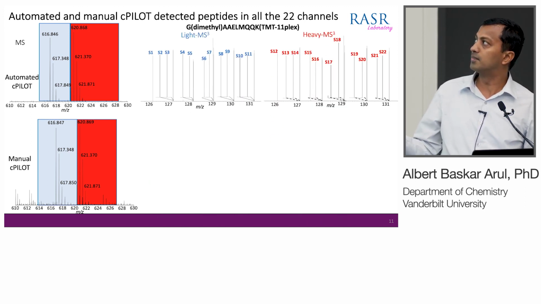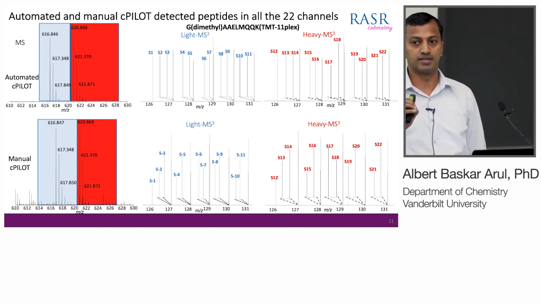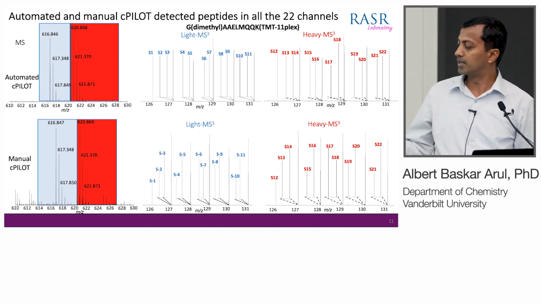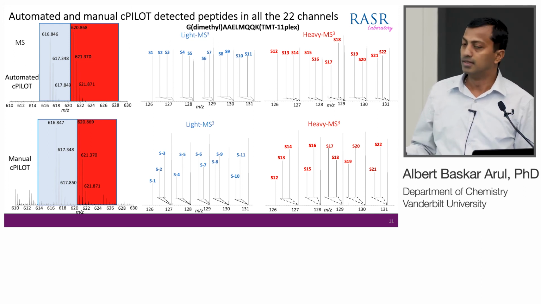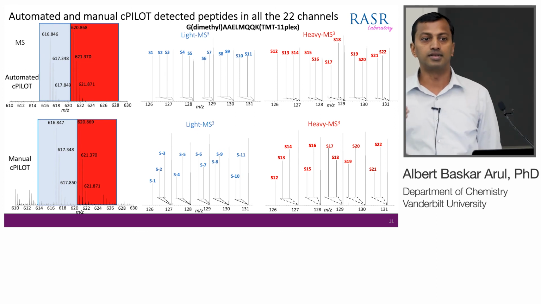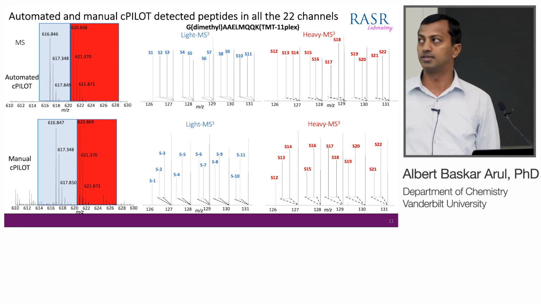Next, I'm showing you the MS3 reporter ions, which show the peptide abundance. The peak heights, the straight lines, show you the peak intensities of the peptides. If you see S1, S2, S3, the abundances are similar, but when you go for manual, there is a difference in the peptide abundance. This might be due to manual pipetting errors, so we are introducing some errors during the sample preparation process.